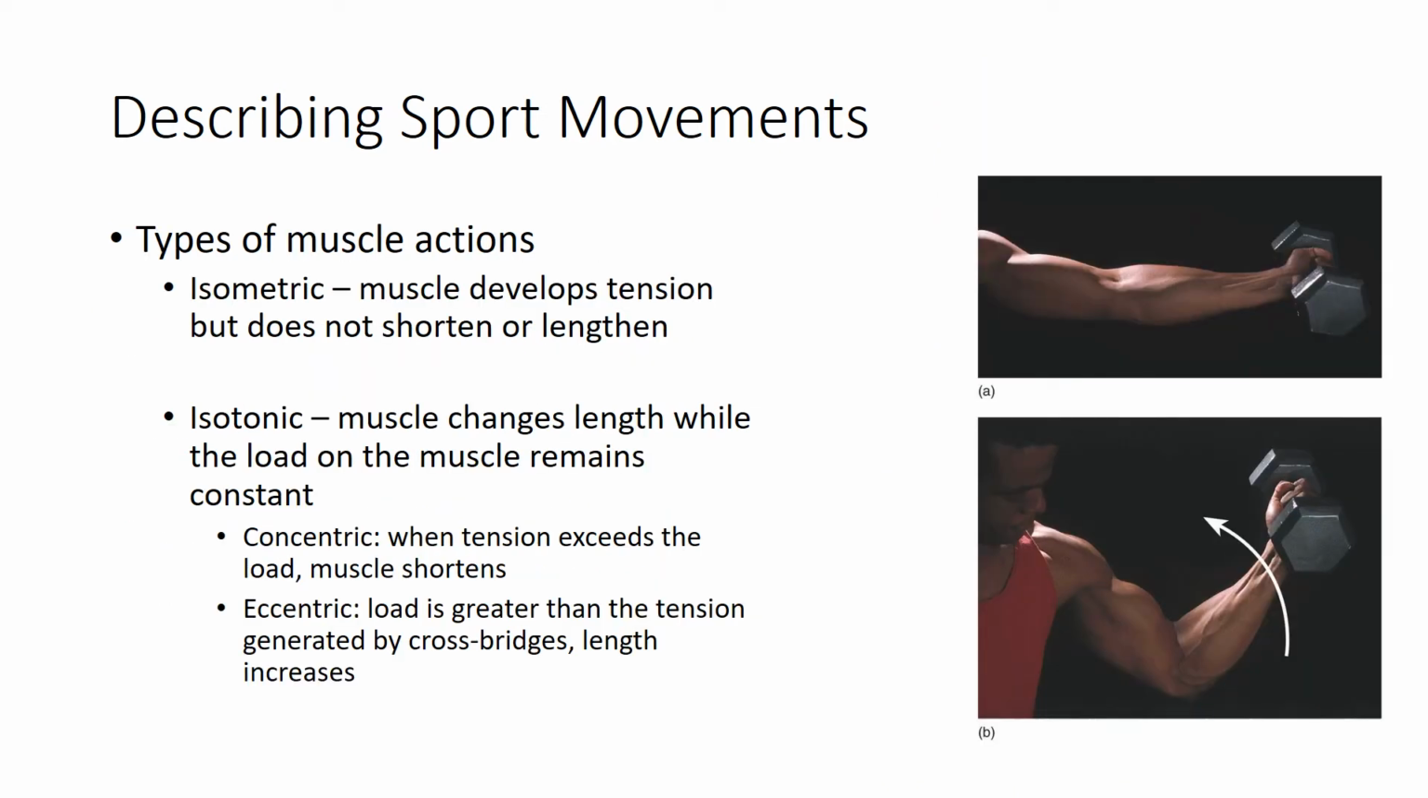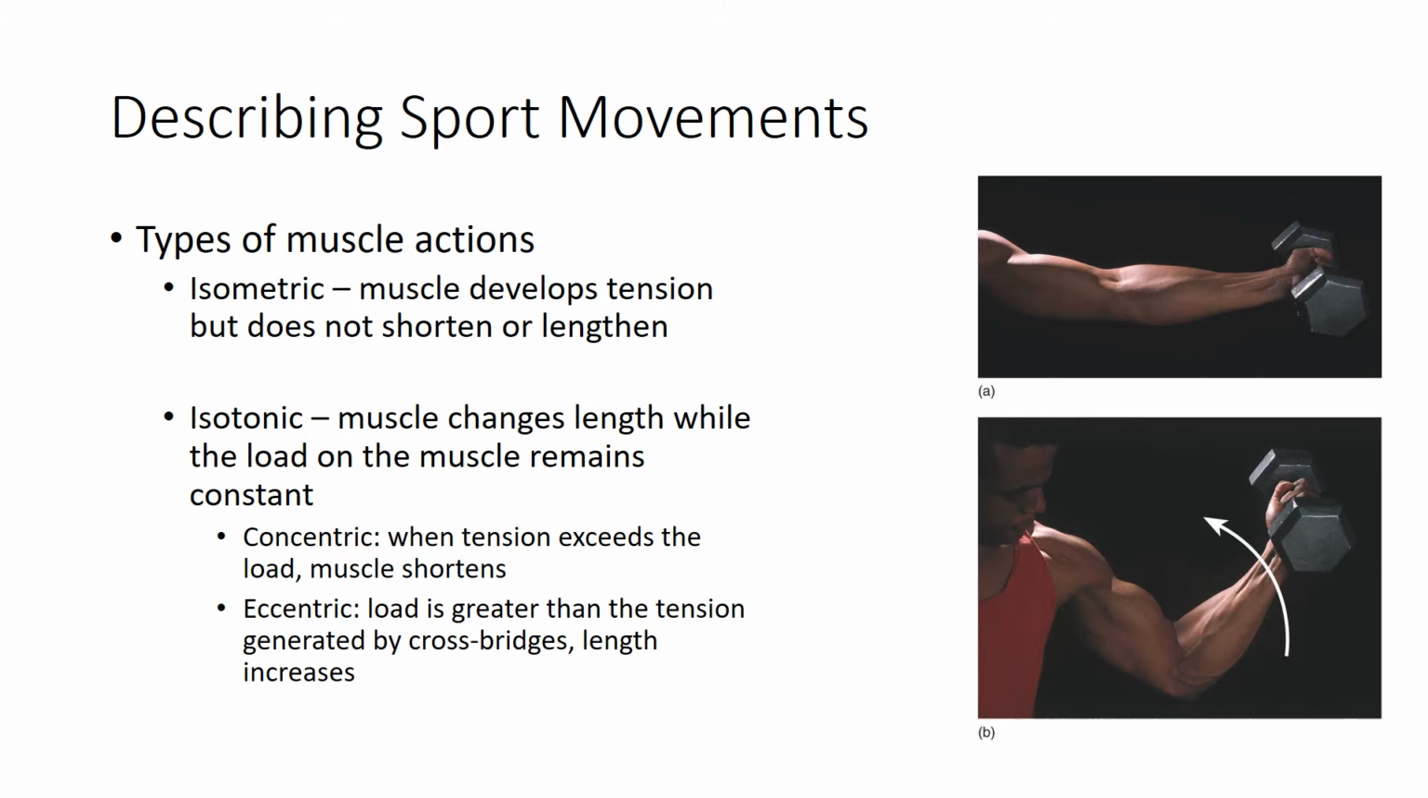When looking at the movements for muscle, there are three primary types of actions: isometric, concentric, and eccentric. Isometric is where muscle develops tension but does not shorten or lengthen, and for this example, think of wall squats that you may perform. The quadriceps and the hamstrings are contracting but are not shortening or lengthening.